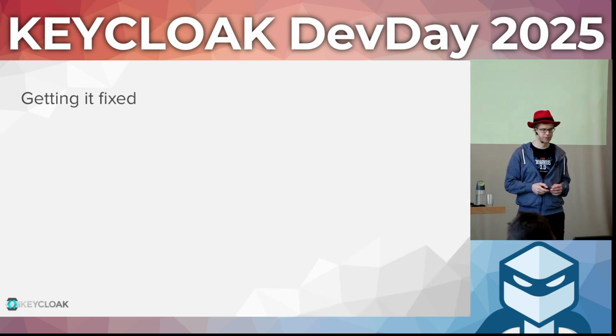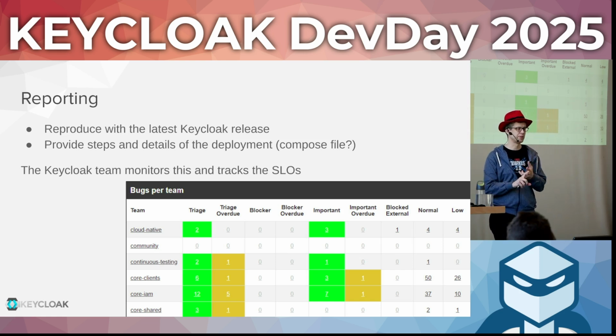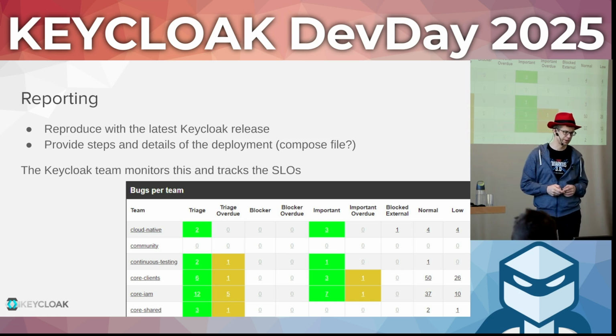So if you have a GitHub account, you can do three things. You can vote on issues, on bugs, you can vote on enhancements, and you can give us a star. So it's always good to have a GitHub account.